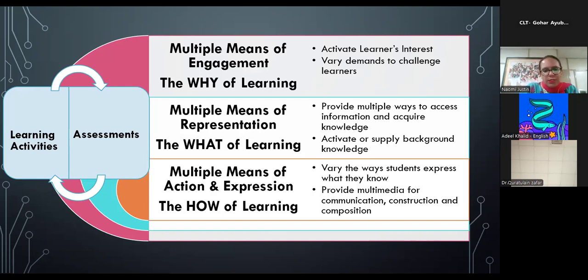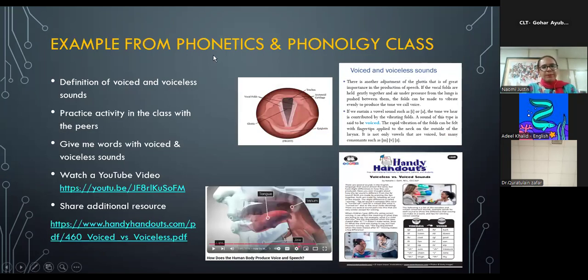Now I'm going to share a personal example of how I try to ensure that my students have access to multiple means of representation in their learning activities, and then the same could be applied for their assessments as well. So this is an example from my phonetics and phonology class. I'll just be talking about a very brief concept, that is voiced and voiceless sounds.